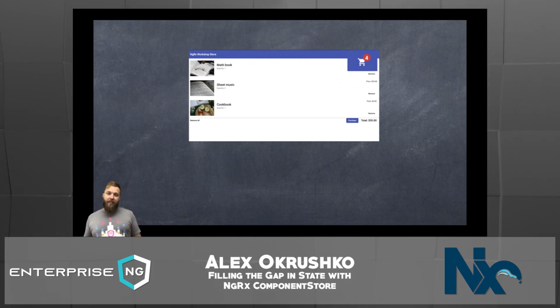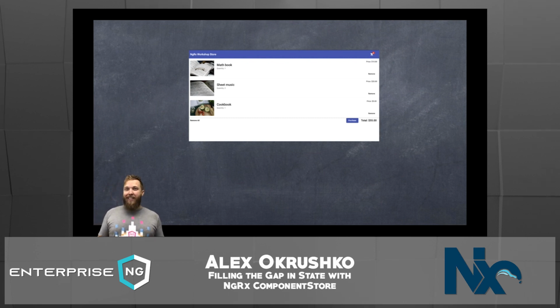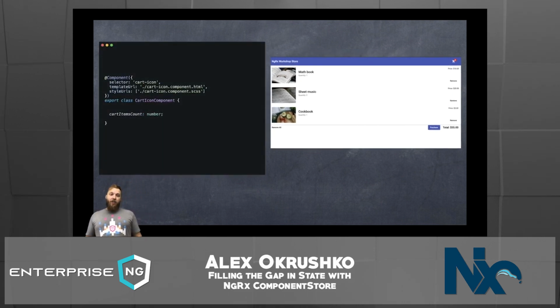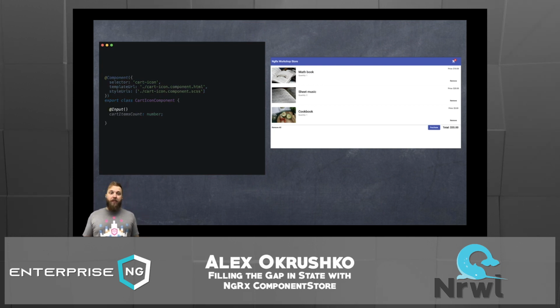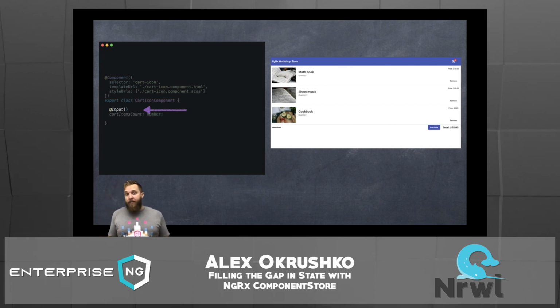So let's take a look at this example, and let's take a look at this component. This component needs the cart items count, and it should be a simple number. How can we provide that data for this component? Well, there's multiple ways. One of them could be through the input, but then we'll still also need to have a container component above it that talks to the services and basically pushes the data into this component. Great, that's one of the examples.